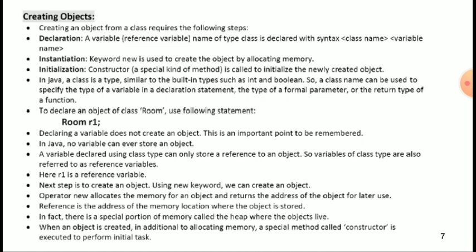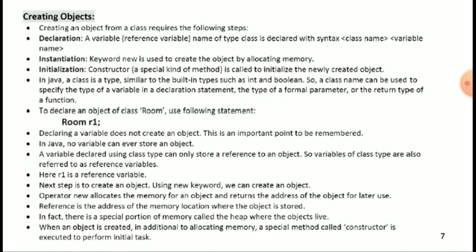In Java, no variable can ever store an object. A variable declared using a class type can only store a reference to an object. So variables of class type are also referred to as reference variables. Here r1 is a reference variable.